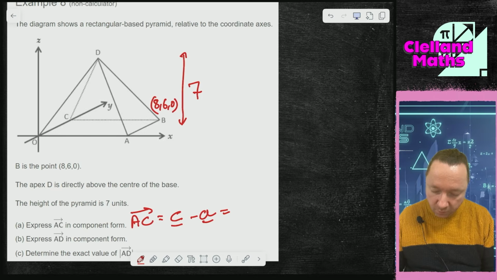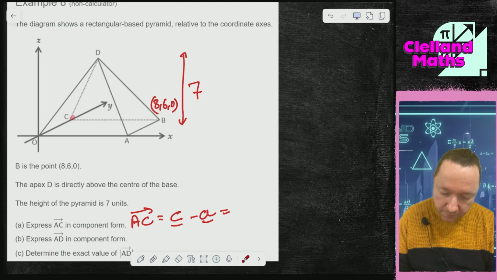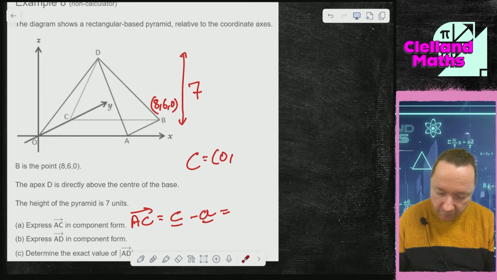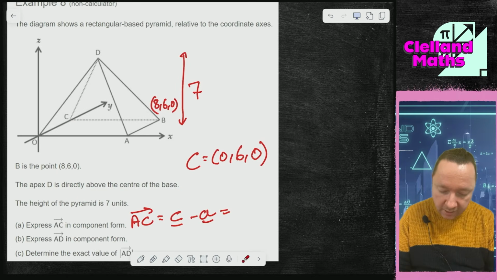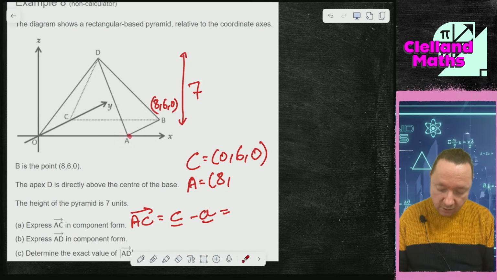So can we find any other points? Well, to find C, always starting at 0. Well, C is not along. So C is 0. I then need to go in the y-axis, but I go in the same amount as for B, so that's 6. And then once I've got there, I don't move, so that's still 0. So C is 0, 6, 0. And what about A? Well, to get A, I go along the bottom, which means I went along 8. And I've already done it. I don't need to move anymore, so it's 8, 0, 0.